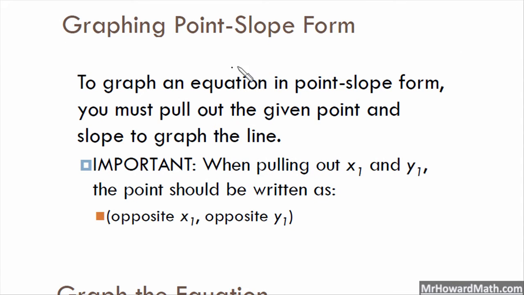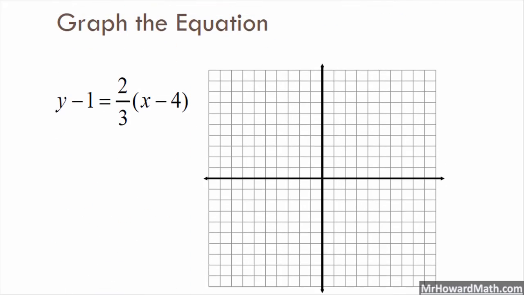Okay, graphing point-slope form. To graph an equation in point-slope form, you must pull out the given point and slope to graph the line. Just remember this: when pulling out x1 and y1, the point should be written as the opposite x1, opposite y1. So between the linear equation and the ordered pair, the signs are opposite. Okay, graph this one. y minus 1 equals 2/3 times x minus 4.